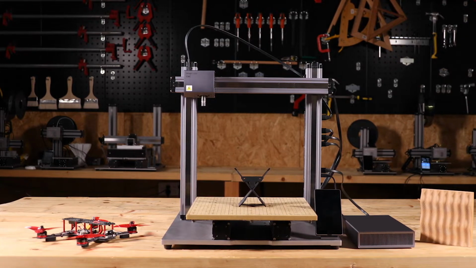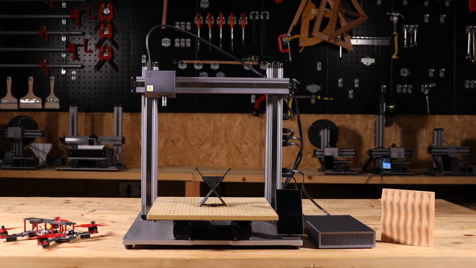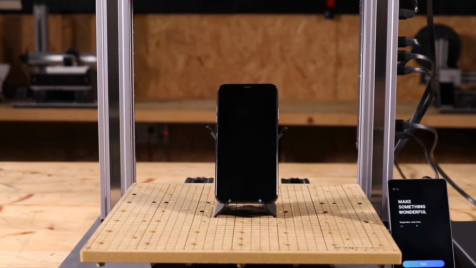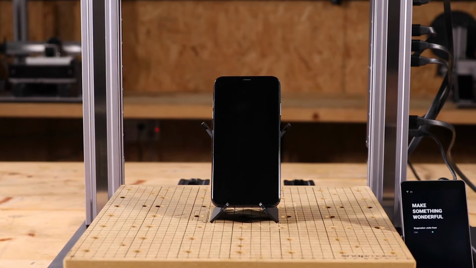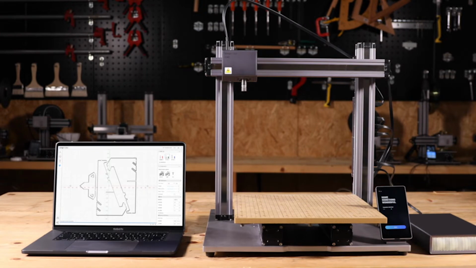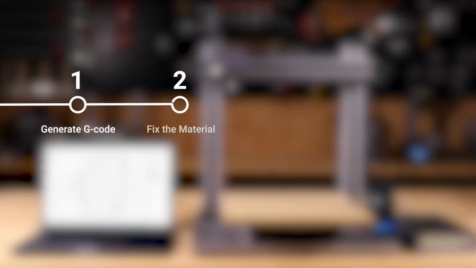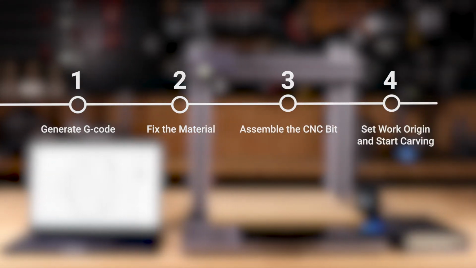The CNC function allows you to carve or cut various materials into certain shapes. In this video, we're going to demonstrate the use of the Snapmaker 2.0 CNC function by cutting a phone holder. It will cover the whole process of CNC carving usage, including generating G-code, fixing the material, assembling the CNC bit, setting the work origin, and starting carving.